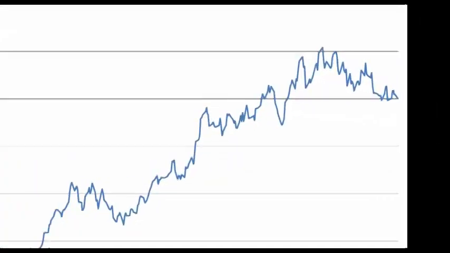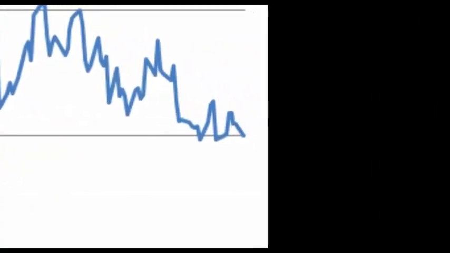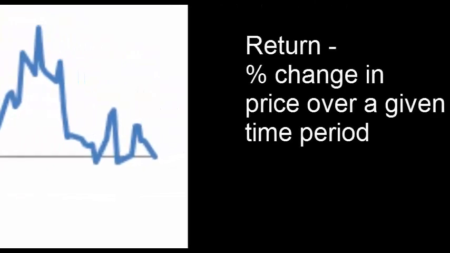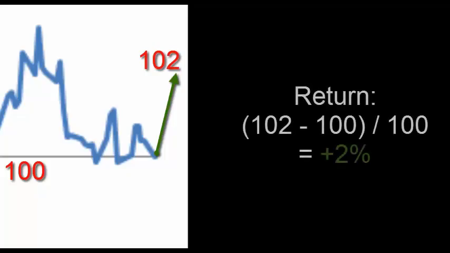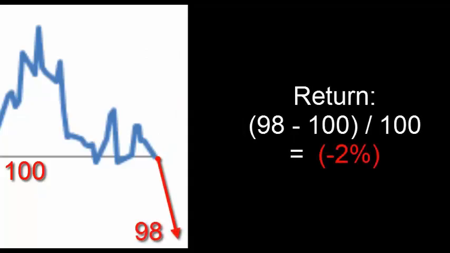security. The percentage change in price over a given time period is the security's return. For example, if a security today is priced at $100 and tomorrow it increases to $102, that would be a 2% return. Conversely, if the security fell from $100 to $98, then that would be a negative 2% return.